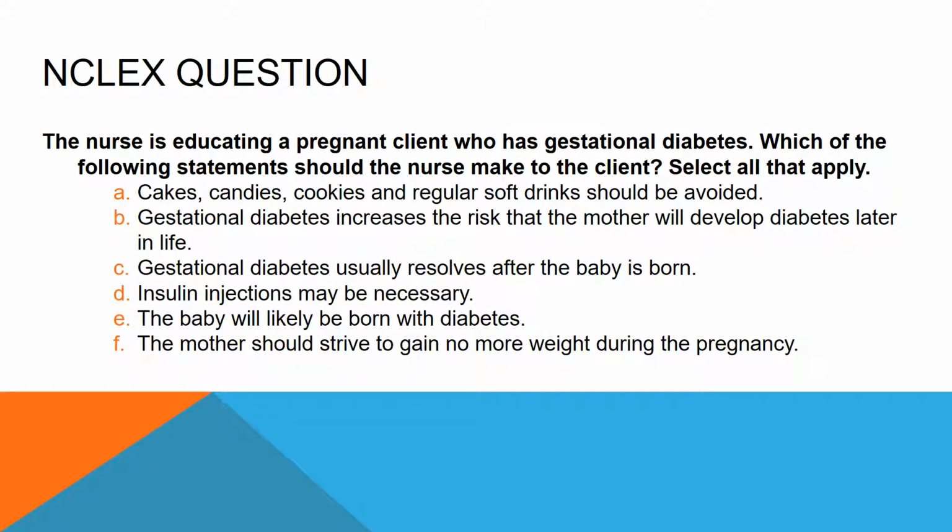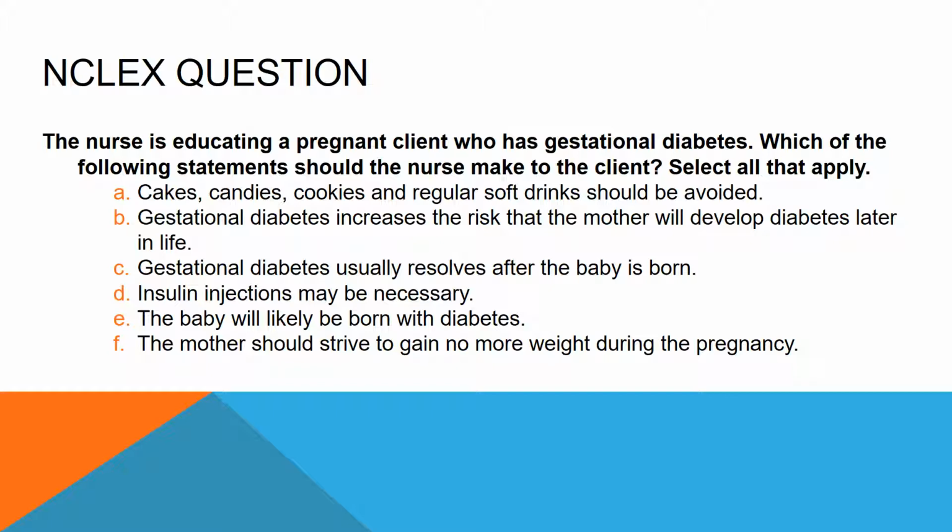Another question is: the nurse is educating a pregnant client who has gestational diabetes. Which of the following statements should the nurse make to the client? Select all that apply. A, cakes, candies, cookies, and regular soft drinks should be avoided. B, gestational diabetes increases the risk that the mother will develop diabetes later in life. C, gestational diabetes usually resolves after the baby is born. D, insulin injections may be necessary. E, the baby will likely be born with diabetes. F, the mother should strive to gain no more weight during this pregnancy. The answer is A, B, C, and D.